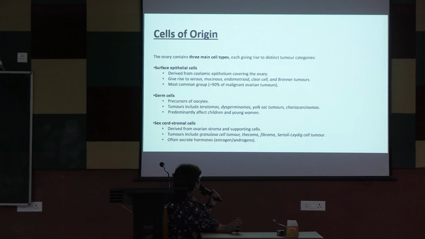The next type is sex cord-stromal tumors. These are derived from the ovarian stroma and the supporting cells present in the ovary. So these tumors include granulosa cell tumor, thecoma, fibroma, Sertoli-Leydig cell tumors. And these types of tumors are hormone secreting tumors. They may secrete estrogen or androgens. Like granulosa cell tumor, they secrete estrogen. Sertoli-Leydig cell tumor, they secrete androgen.